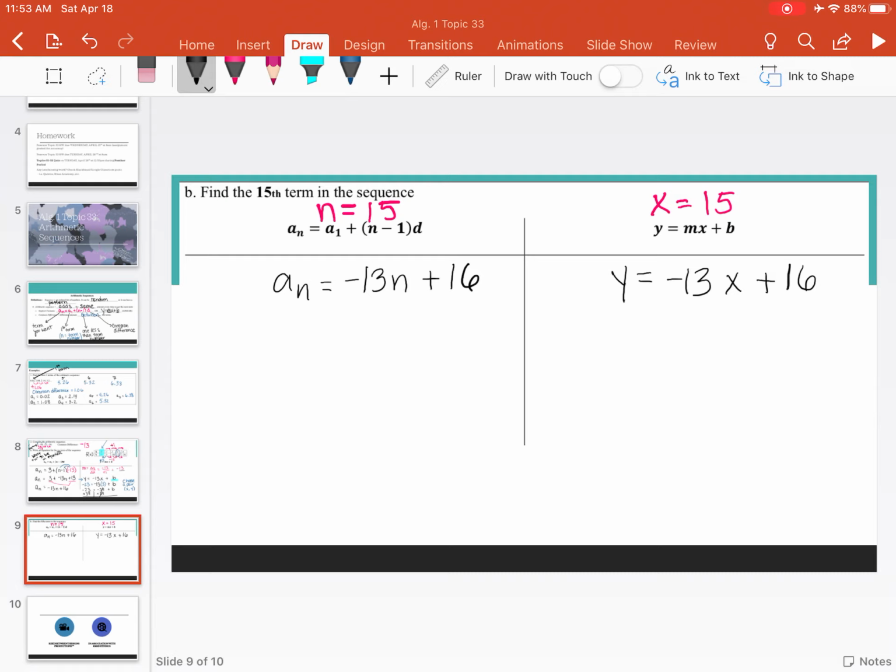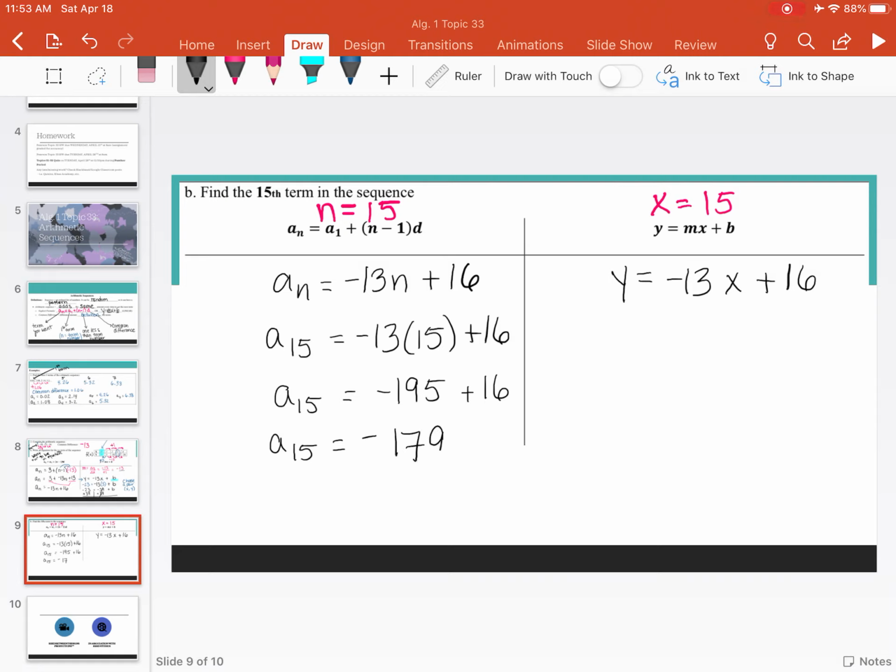Starting with the left-hand equation, this is saying that a sub 15, remember not a sub n anymore, we're substituting that 15 in for n, equals negative 13 times 15 plus 16. All we have to do now is simplify. So a sub 15 equals negative 13 times 15, which is negative 195, and then we want to add 16. Negative 195 plus 16 gives us negative 179.